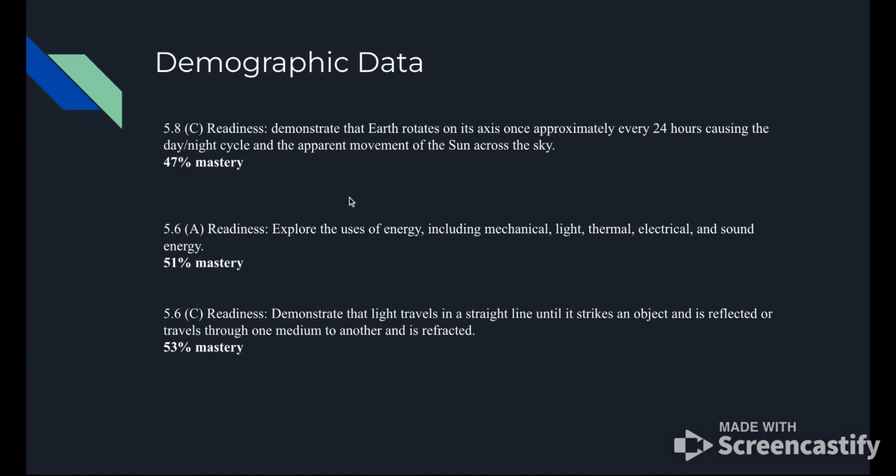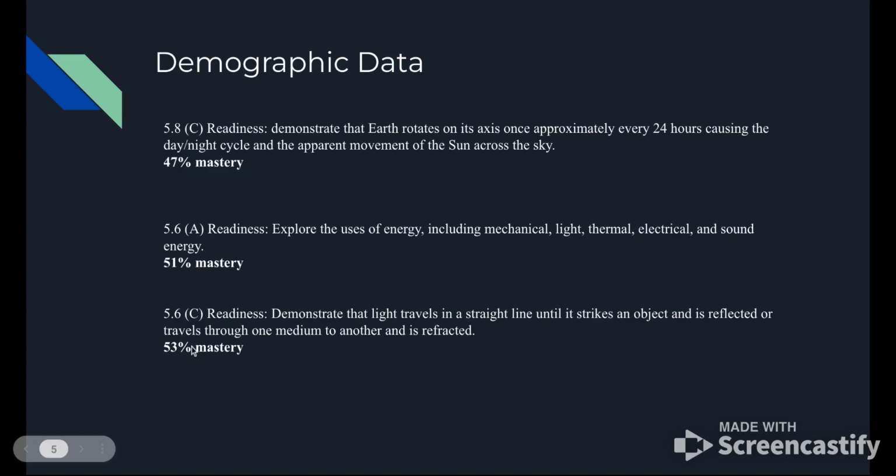This mastery that you see here is mastery that I've had in an interim assessment in my school. So this was one of the first interim assessments of the school year, and I had 47% of mastery when it comes to this TEK. The second TEK that I will be using to demonstrate the different models is going to be 5.6A, which is exploring the uses of energy, which is mechanical, light, thermal, electrical, and sound energy. For this, I had 51% mastery.